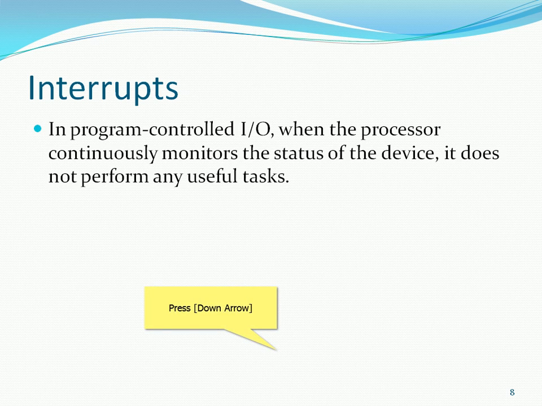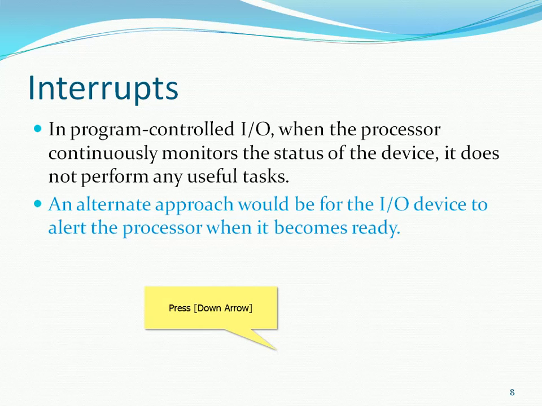So in program-controlled IO, when the processor continuously monitors the status of the device, it does not perform any useful task. It is dedicated to monitoring. The processor gives its whole attention and service only to checking those devices, and in the meantime it is not doing any computations.